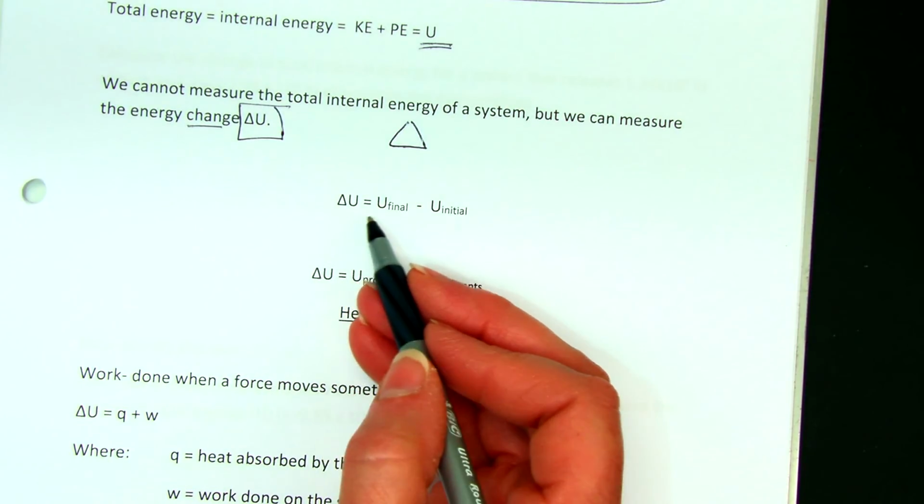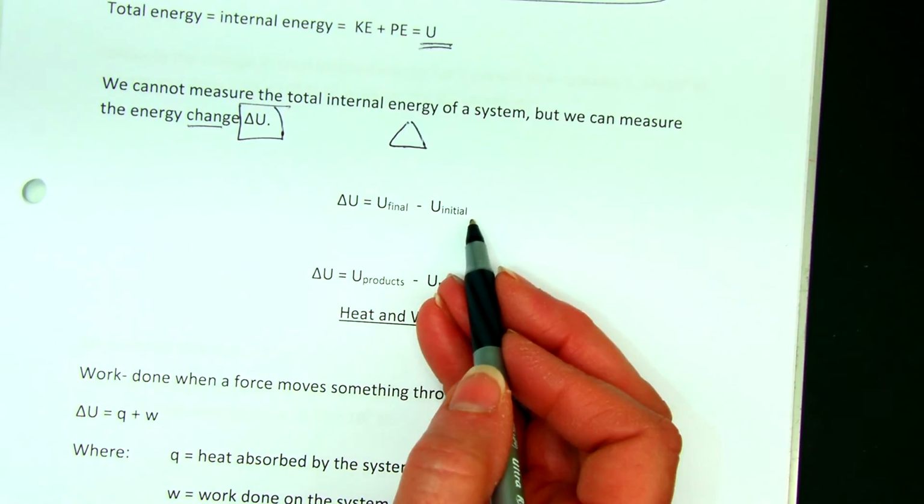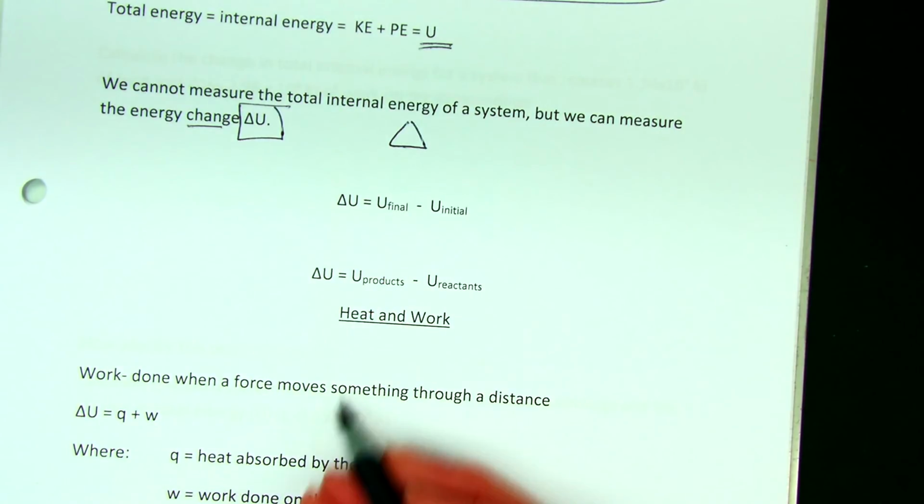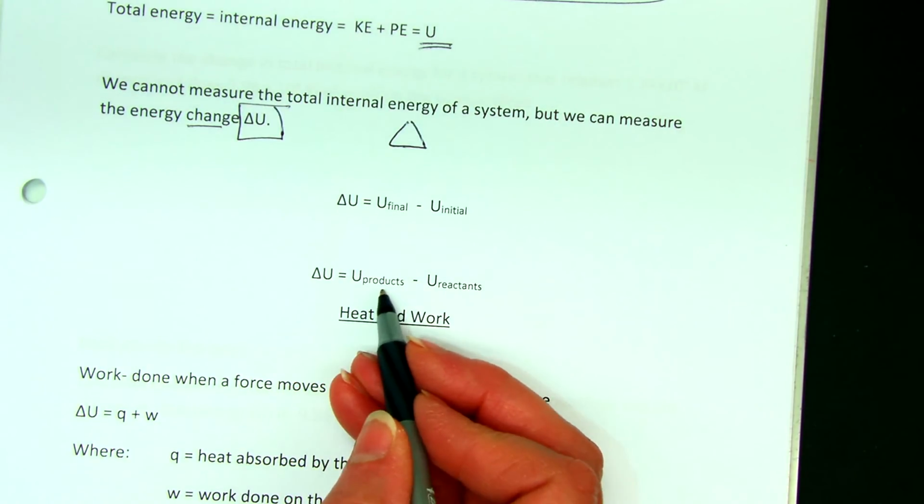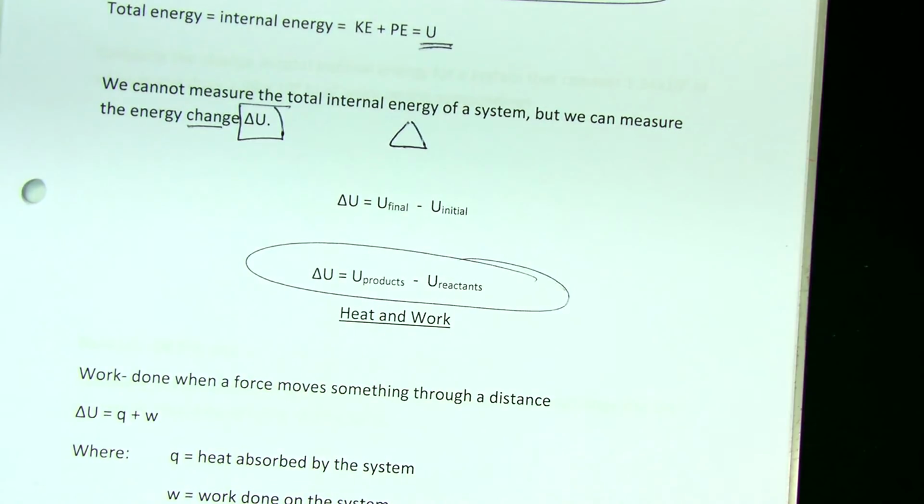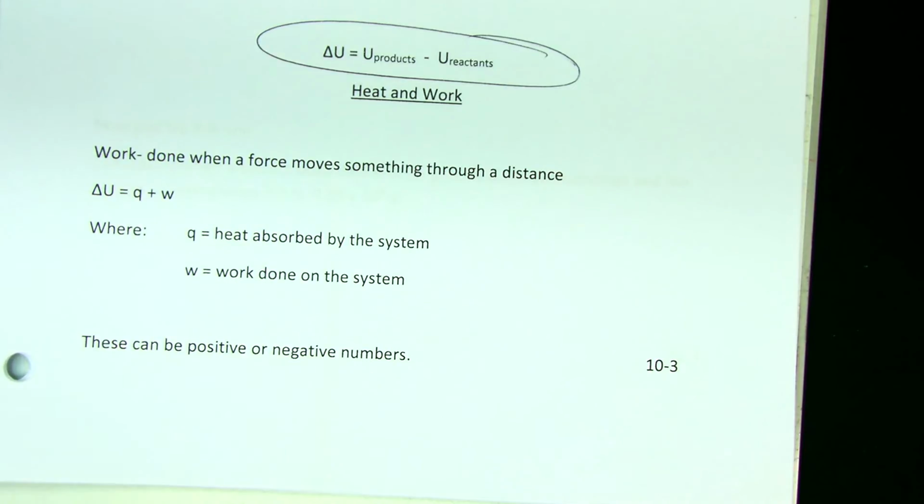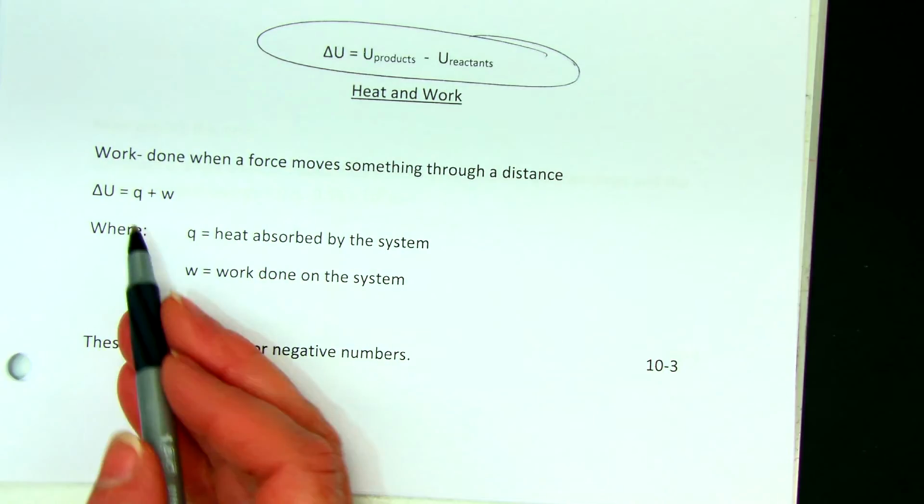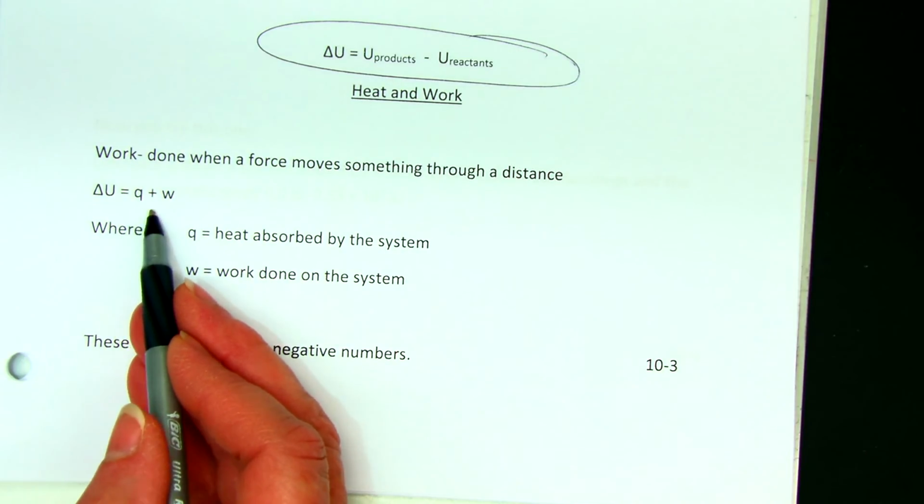So delta U is the final energy minus the initial energy, which for us in chemistry, the change in U is the change in the energy of the products minus the energy of the reactants. So that's a definition we're going to use in a few minutes. We also talk about work as a type of energy. And for us in chemistry and in physics, work, we think of a force moving something through a distance. So we have the change in energy, U, is equal to Q, which is the heat energy, plus W, the work energy.